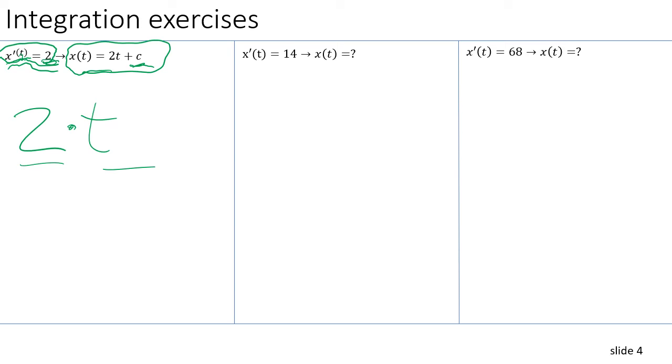Let's check out the next question. What is the integral of x prime of t equals 14? Well, we do the same thing as before. We can treat this 14 right here as a rate of change to some other thing, and we're trying to find that other thing. So our answer for this one is 14 times t. But, oh shoot, I forgot to add c.